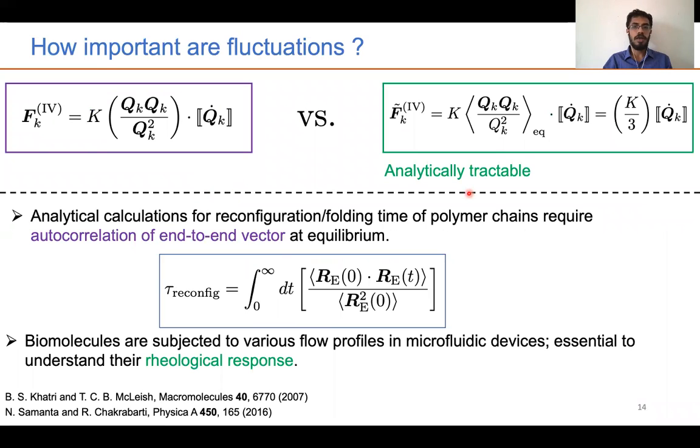The pre-average model introduced by McLeish and co-workers and its variants are attractive because of their analytical tractability. We'll examine the importance of fluctuations on the autocorrelation of the end-to-end vector because this is important for the calculation of quantities like the folding or reconfiguration time. We'll also compare the two model predictions for their viscometric predictions.